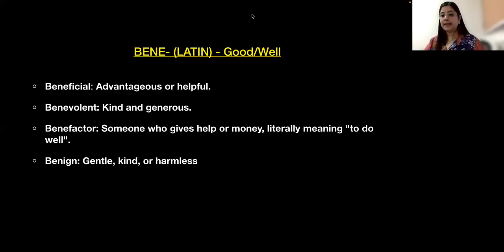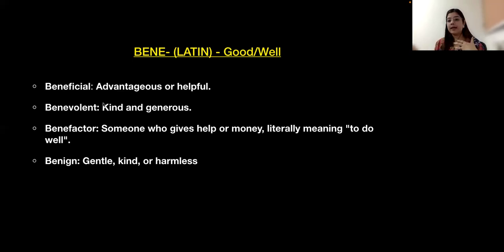The first root word is Ben. Ben means something which is good, something which means well. Benefit, beneficial, an advantageous or a helpful situation. Benevolent, a benevolent person, someone who's very kind, very generous, very magnanimous, has a big heart. Benefactor is someone who gives money or help to the other person, someone who lends money to the other person, and the person who is receiving that money is known as the beneficiary. So benefactor and beneficiary, right?